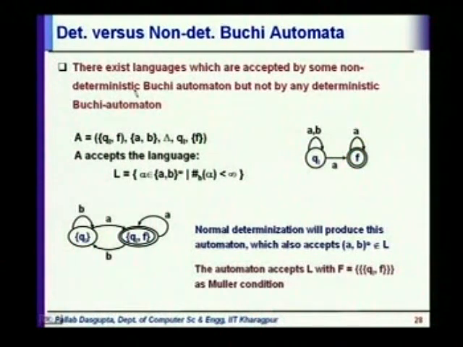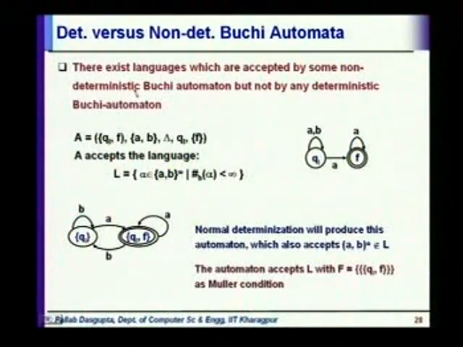Now, this is the interesting thing. There exist languages which are accepted by some non-deterministic Büchi automaton, but not by any deterministic Büchi automaton. Remember that in the normal finite state automata that we studied, the non-deterministic and the deterministic have the same power. In other words, any language which is accepted by a non-deterministic finite state machine is also accepted by a deterministic finite state machine. And we have a very clear-cut algorithm for determinization of the non-deterministic automata. Now that is not the case for Büchi automata, which is a major difference.